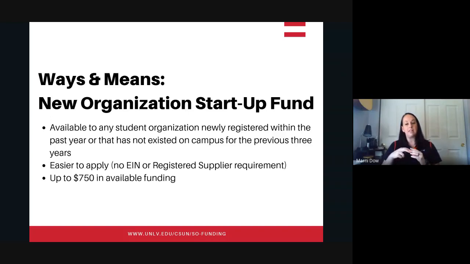But these are things, instead of having to go through the full registered supplier process, maybe they don't have a bank account or an EIN number yet. This is a way that CSUN can spend for a handful of things on their behalf without them having to directly issue money to them. So that's a great way for new orgs to get a little bit of funding. If they want any more than what's included in the new org startup fund, they can always submit a Ways and Means funding request like any other student organization.